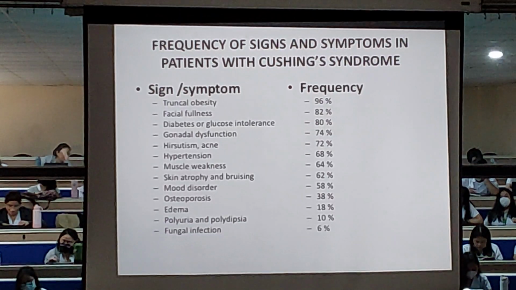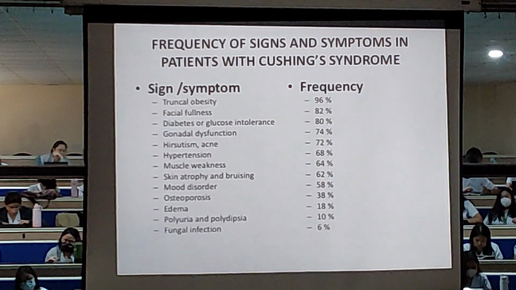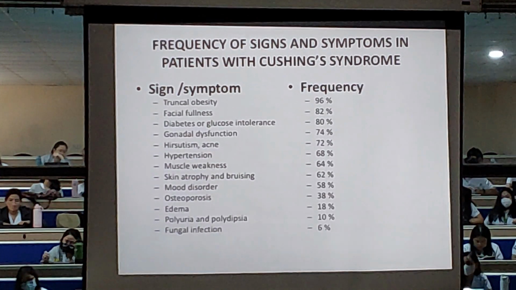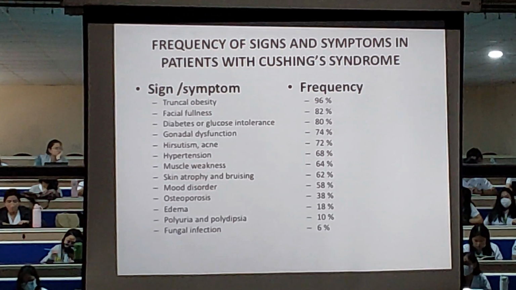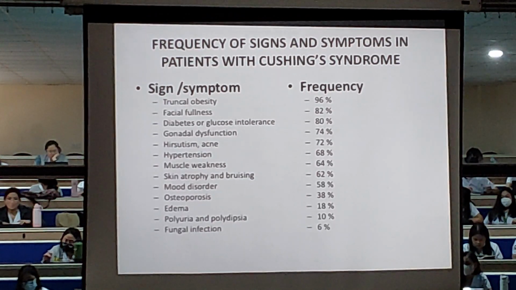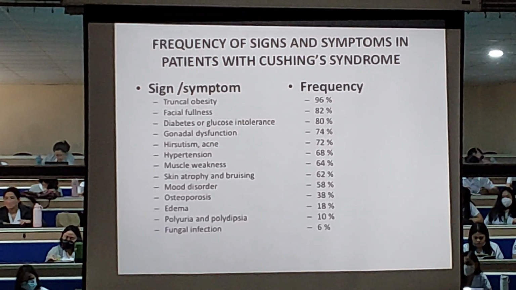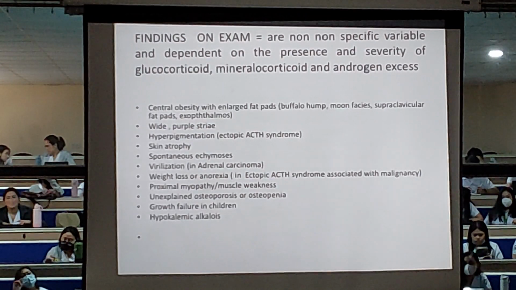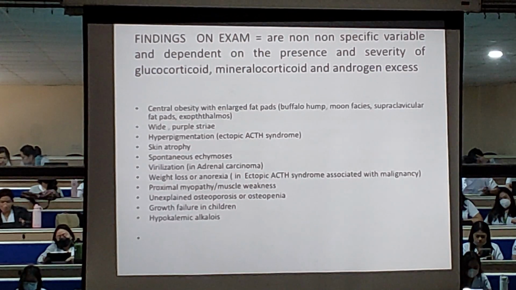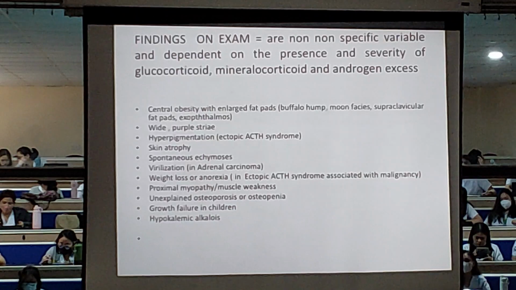So these are the presentations. The patient may have truncal obesity, facial plethora, diabetes or glucose intolerance. Patients may have gonadal dysfunction, hirsutism, hypertension, muscle weakness. Some patients may have skin atrophy and easy bruisability. Mood disorders, osteoporosis, edema, polyuria, polydipsia are also seen, and they are prone to renal infection. Findings on exam are non-specific, variable, and dependent on the presence and severity of glucocorticoid, mineralocorticoid, and androgen excess. So the patient may have all those clinical features.